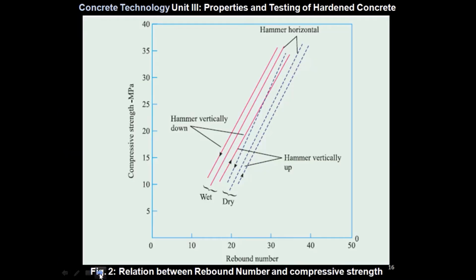So here we can see figure 2, relation between the rebound number and compressive strength. On the horizontal axis we can see the rebound number, on the vertical axis we can see the compressive strength in megapascal or Newton per millimeter square. Here the dark lines are for the hammer held horizontally on wet concrete, and the dotted lines are for the dry concrete. Here the hammer is held vertically down, the lines are there.